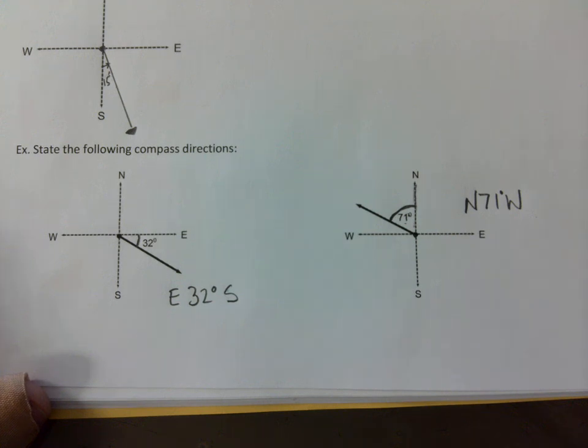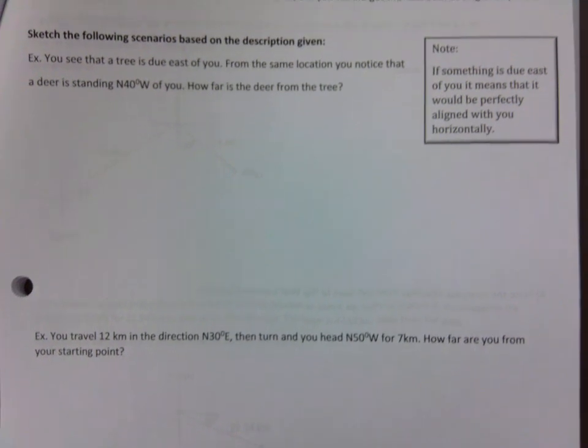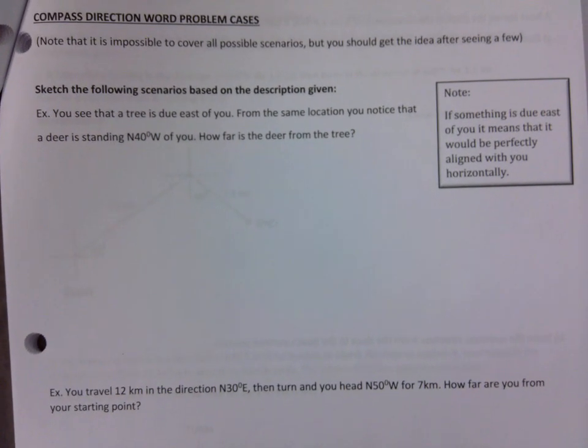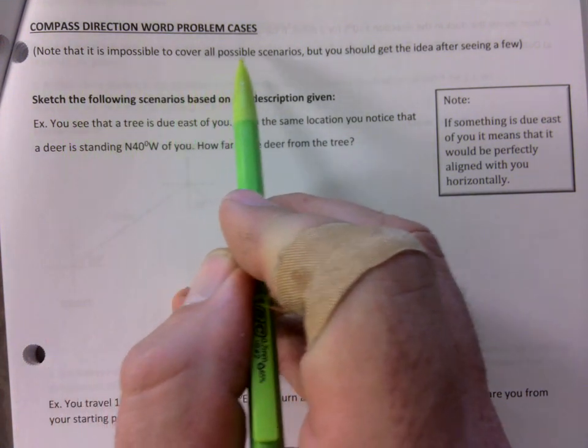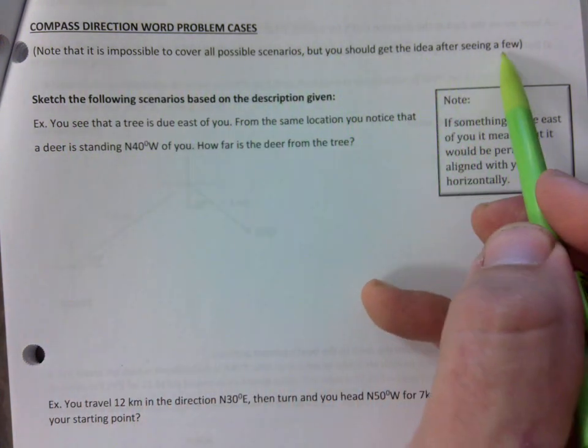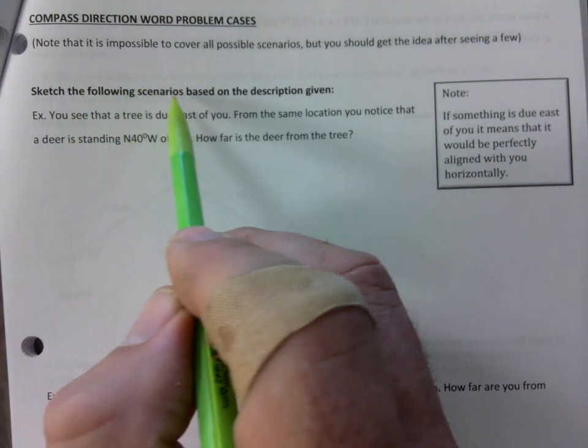I want to at least do one word problem. I'm not going to solve it. I'm just going to sketch it. Please come with me. We still have 8 minutes. This is going to take me less than 5. Okay, less than 5, I promise. Compass direction word problem cases. Note that it isn't possible to cover all scenarios, but you should get a pretty good idea after seeing just a few, okay? Sketch the following scenarios based on the description given.